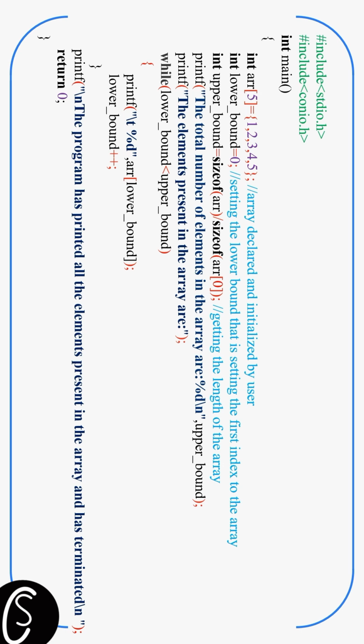Within the loop, two operations are performed: printing the value and incrementing the lower bound to point to the next element for access. Upon accessing all the elements, the program exits the loop and concludes with the termination of the program after printing the last printf statement.